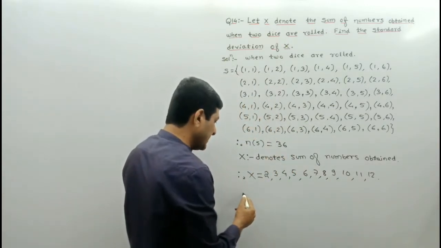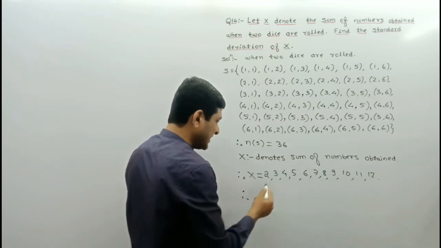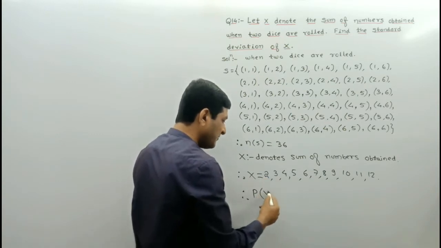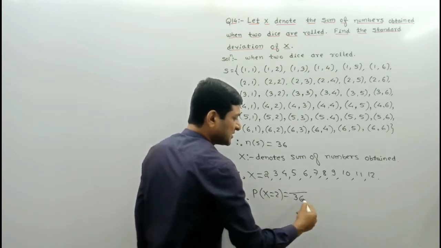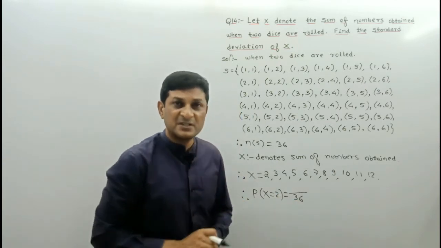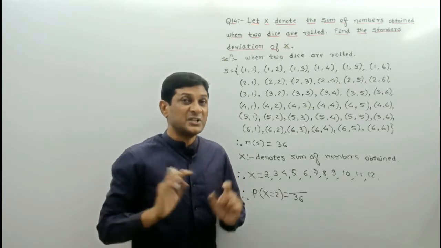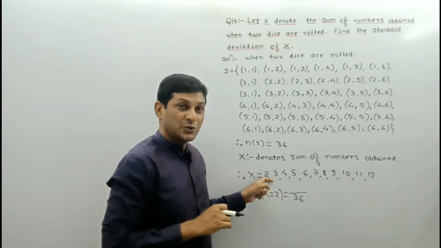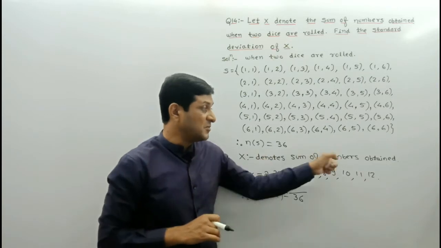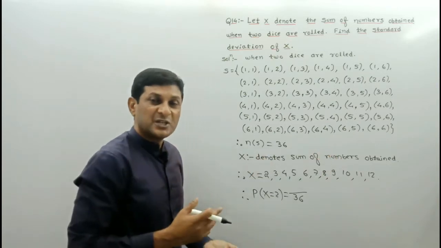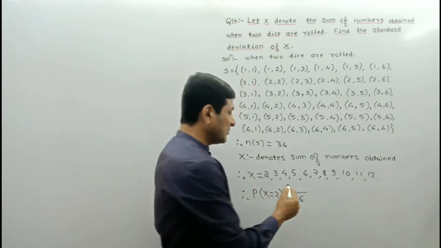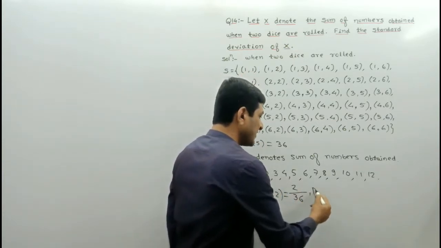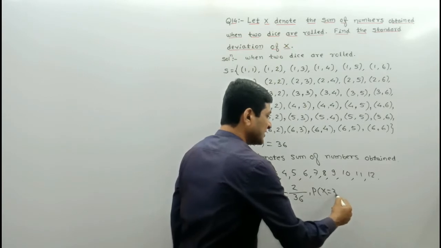Now we are finding probability when x is equal to 2. So P of x equals 2. Its probability. Total how many outcomes are there? 36 outcomes are there. From these 36 outcomes we are finding such elements where sum is equal to what? 2. X denotes 2. X means what? Sum of number obtained. So let us check where we are getting sum equal to 2. So here 1 + 1 will be equal to what? 2.